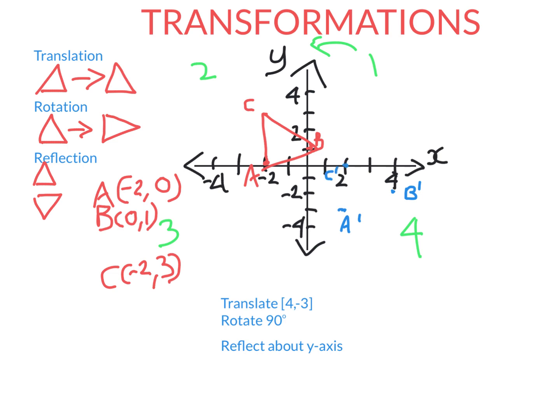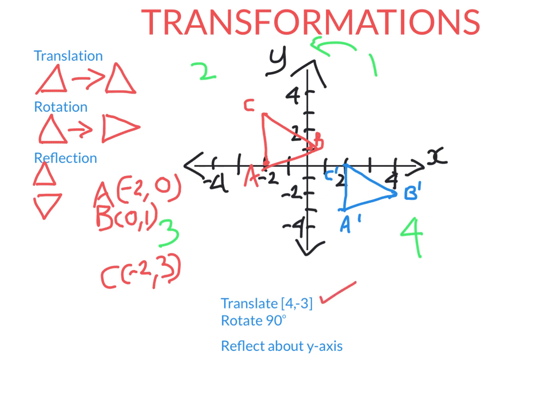So once we've moved the three corner points, all we need to do now is join them up. We have translated this shape to this. These two shapes are the same size and shape, and when you translate it, they have the same orientation. They're just in a different location in space. All right, we've done the translation.